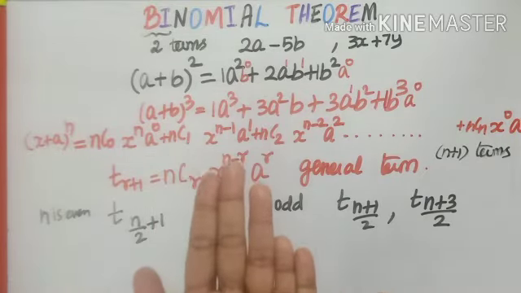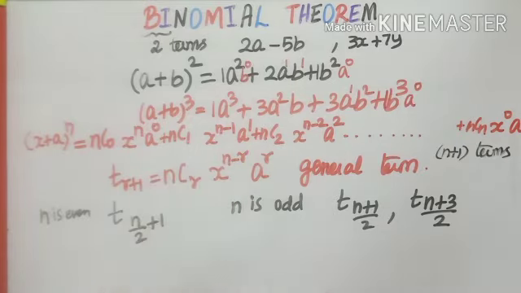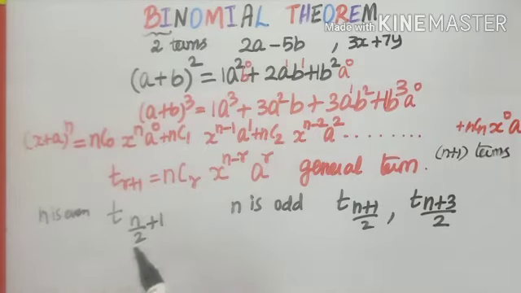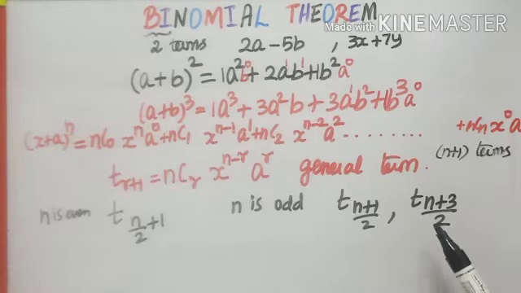What is the middle term then? 3 and 4 are the middle terms. How to get the 2 middle terms? This is the formula. When n is even, we have T n by 2 plus 1. When n is odd, we have T n plus 1 by 2. Another term is T n plus 3 by 2. So, these inferences let us tabulate and have the list of formulas to apply in the exercise.